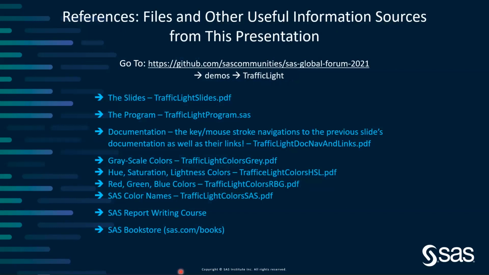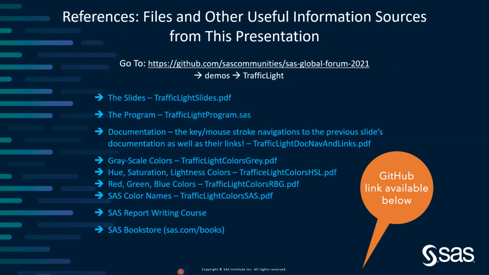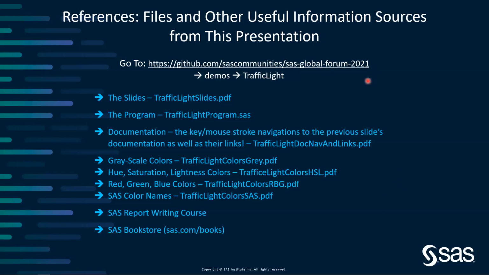All right, finally, here is a GitHub location where I have placed a number of files having to do with this discussion. When you get to that location, there is a folder called demos. And then in that demos folder, I've placed these files, all starting with the prefix traffic light. So I have a traffic light slides PDF, which has links to all of those documentation locations, and the links I've tested work.